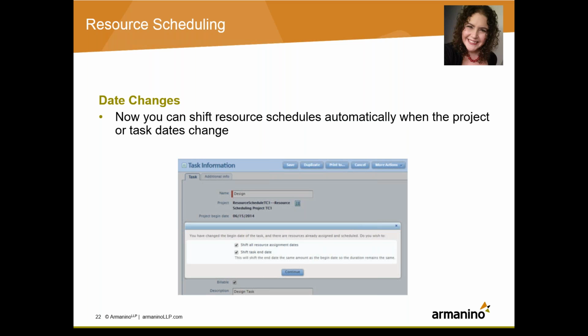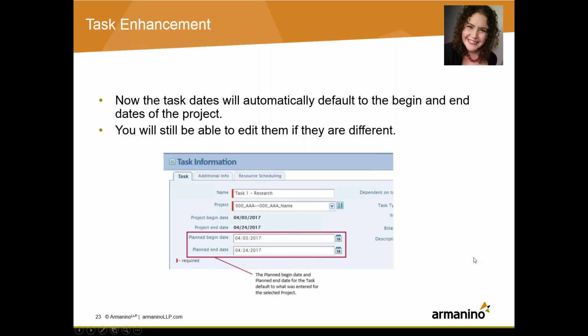So a similar capability is available at the project level, except you can shift both the task dates and the resource assignment dates at the same time. So if your project, for example, is being delayed by 20 days, you can shift all the associated tasks out 20 days and also the related resource assignments. So that is an exciting change with resource scheduling for those of you that are using it there.